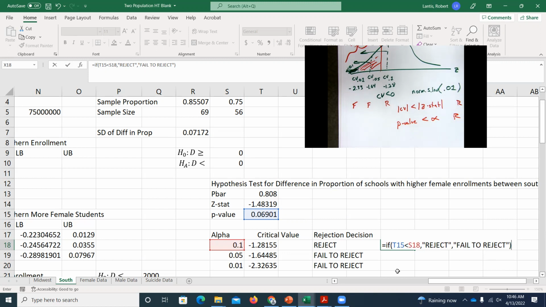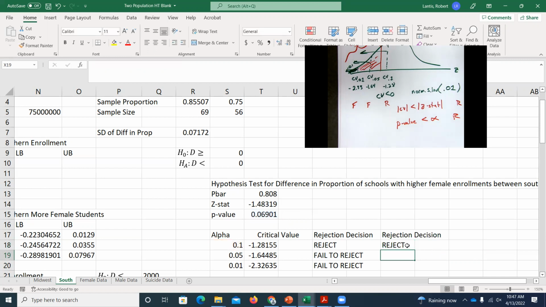Now, if I copy this down, I want my different alphas, right? I want to see whether I can reject at these different confidence levels. But I'm always using the same p-value. My sample evidence didn't change, so the test statistic won't change. So I'll look at that p-value cell reference and freeze it. I'm still using the same p-value, just comparing it to different threshold alphas. Now, when I copy this down, hopefully I get the exact same decisions I did with the critical value approach. So either way is fine to make your rejection decision.